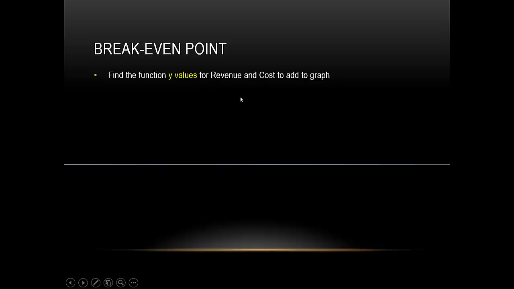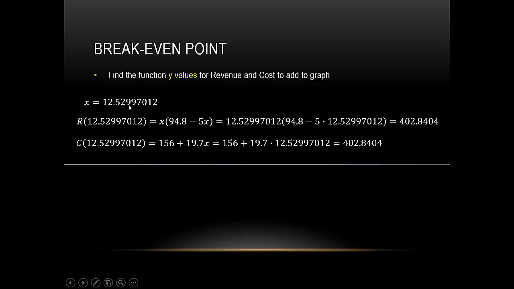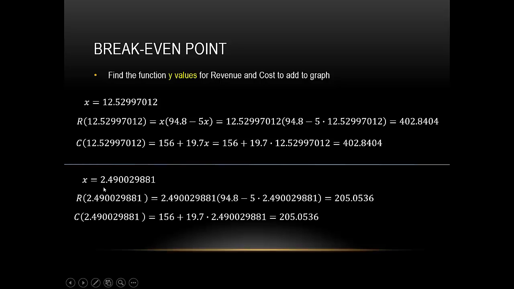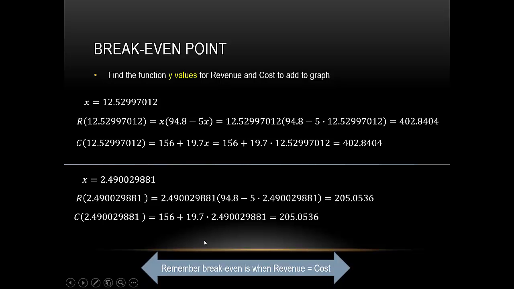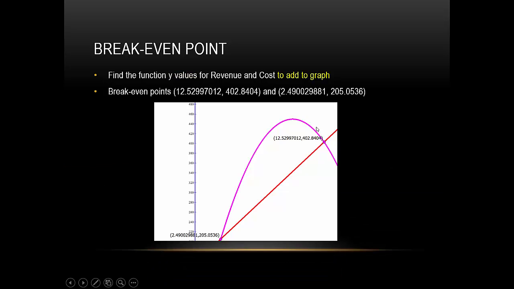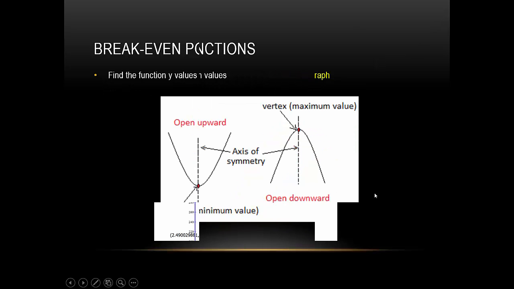So I also want to find the y values because remember all that gave me were my x values, but I want to plot points. So I take the 12.5, I plug it in. I should get the same y values, right? Because this is where they cross, where they're equal to each other. And then I use the other x value to get this one as well. Because remember, break even is when revenue equals cost, so these should be equal. I just zoomed in a little bit. This is the same graph. And now I see that I can add these to the graph, and definitely that gives me my break-even point.